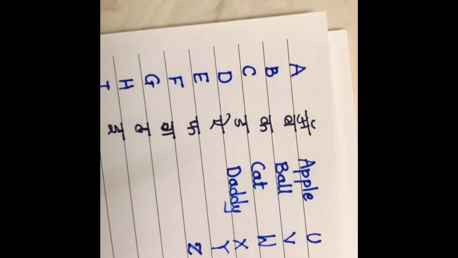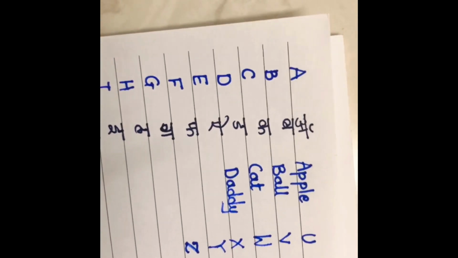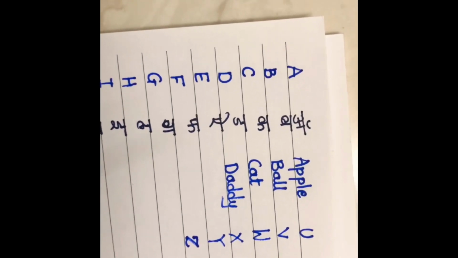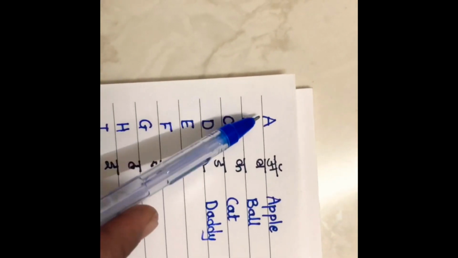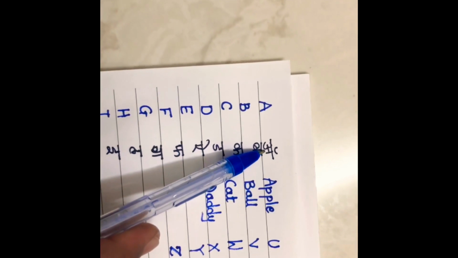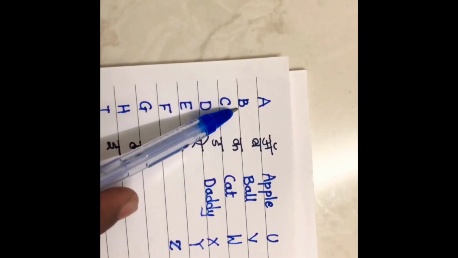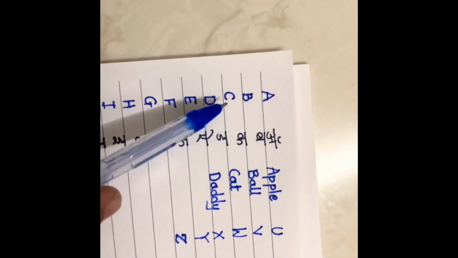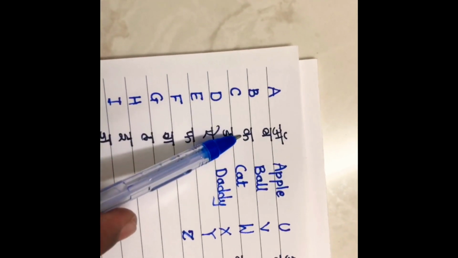Now let's start. Here I'll teach you how to pronounce each alphabet. Okay? Here, see. A should be pronounced as a, apple. B should be pronounced as a b. C should be pronounced as a k.